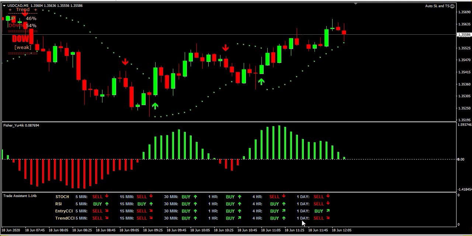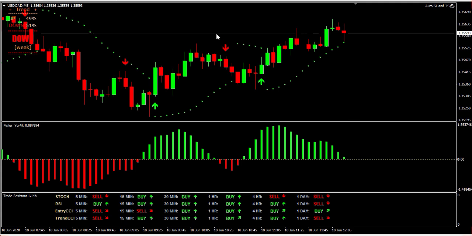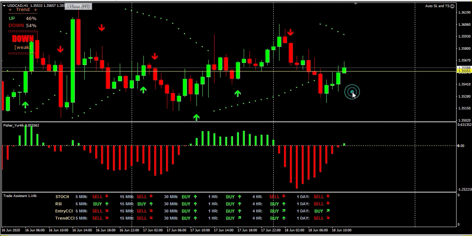That means the US dollar is getting weaker against the Canadian dollar. On the 1 hour, the market is still going up. So we have to wait for the right time when we see the signals on both time frames, when the higher time frame as well as the lower time frame are the same. At the moment I can't find any.